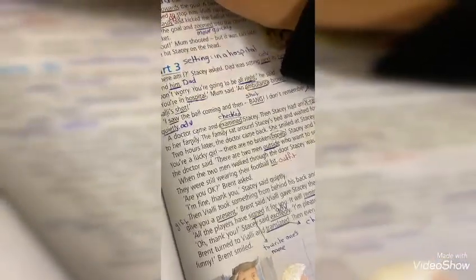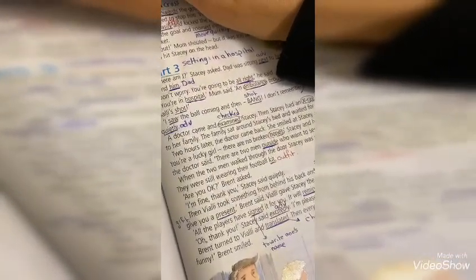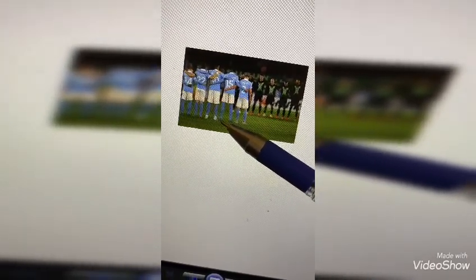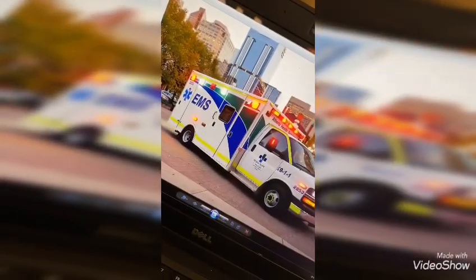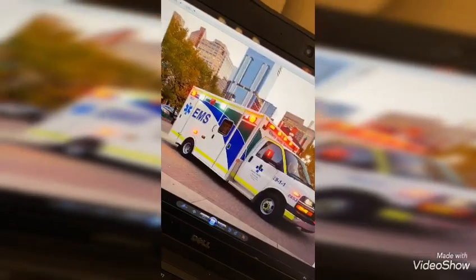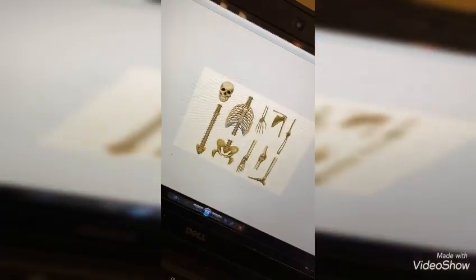Okay, let us play with words. Can you give me the word which describes this picture? We said that this team plays against this team. So the word is against. What about this word? What is this? It is an ambulance. Ambulance.